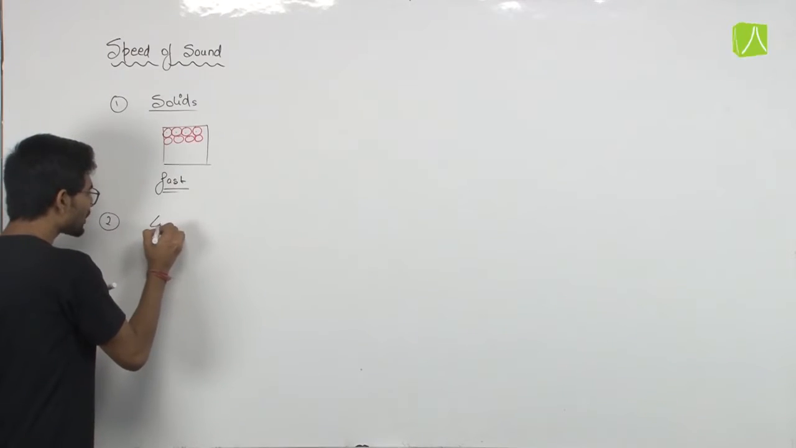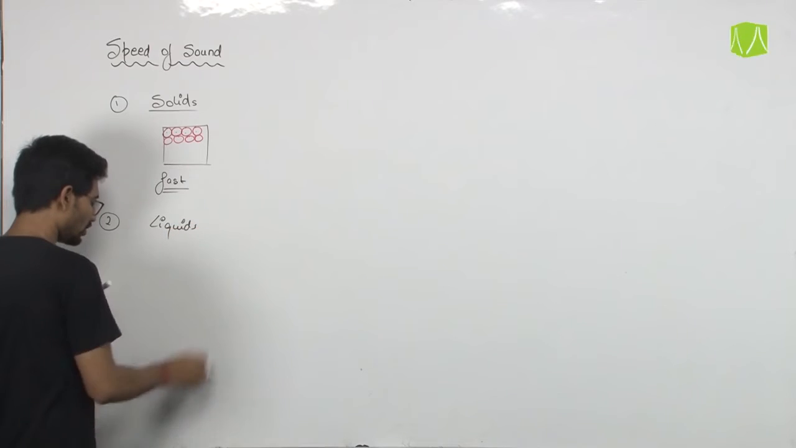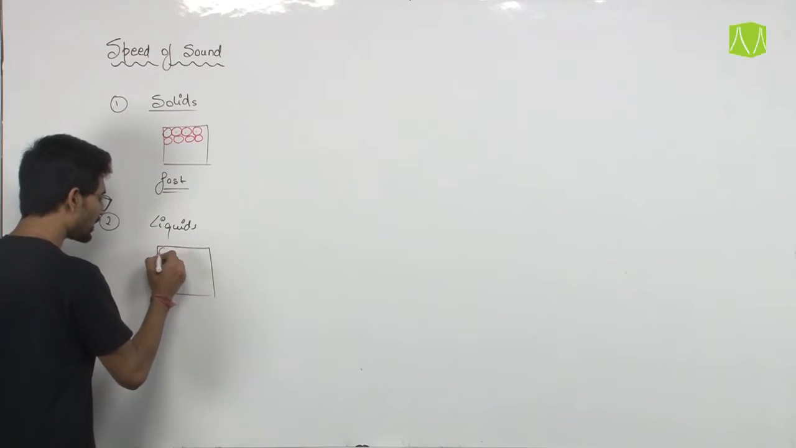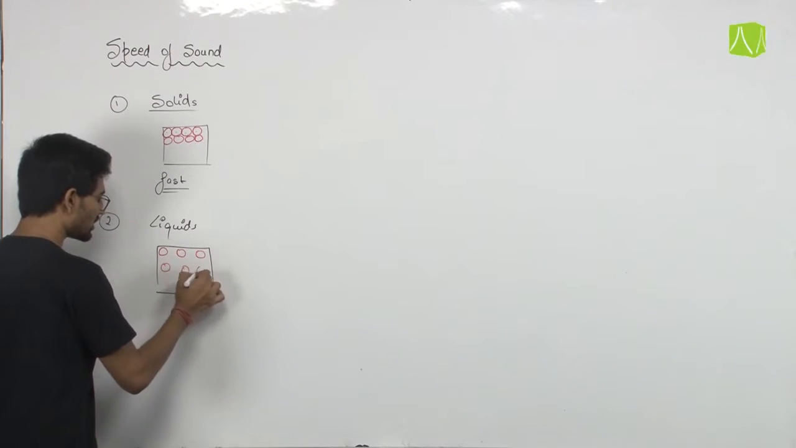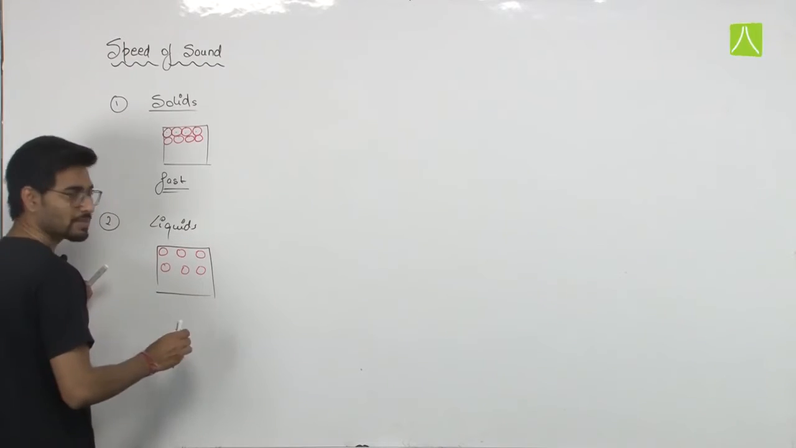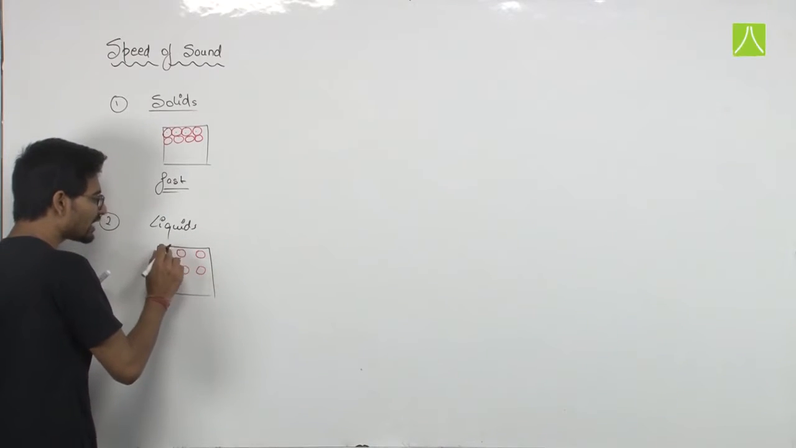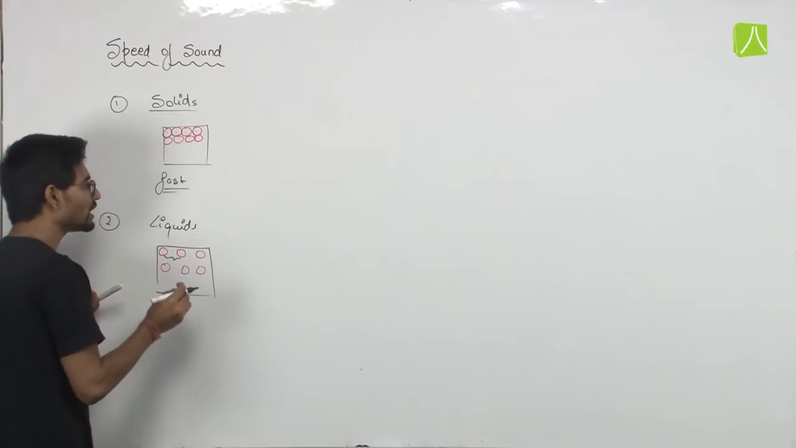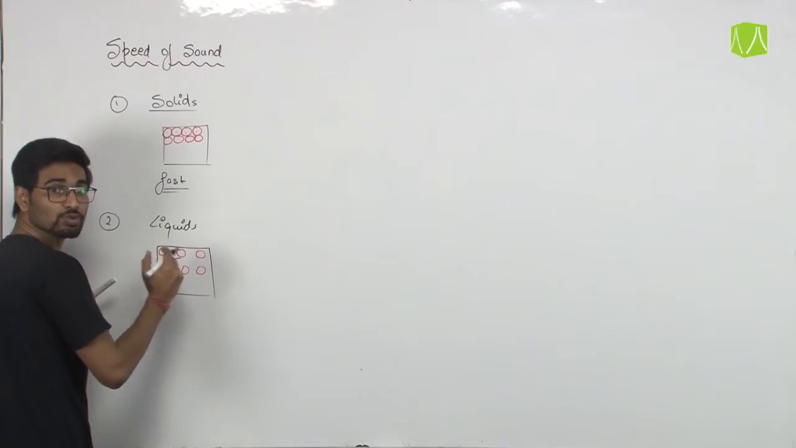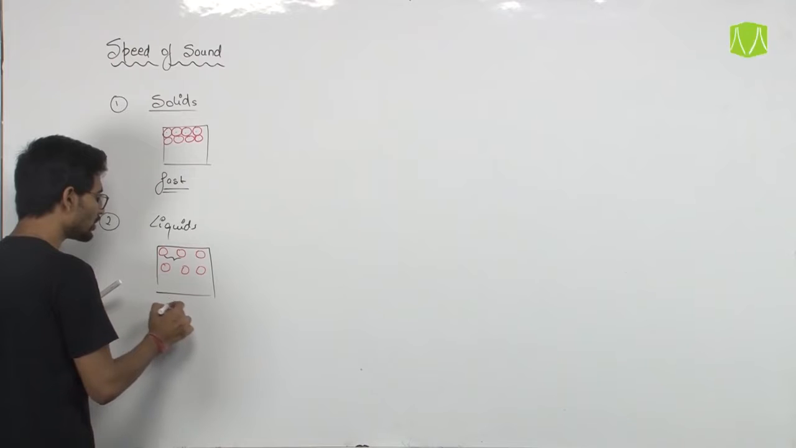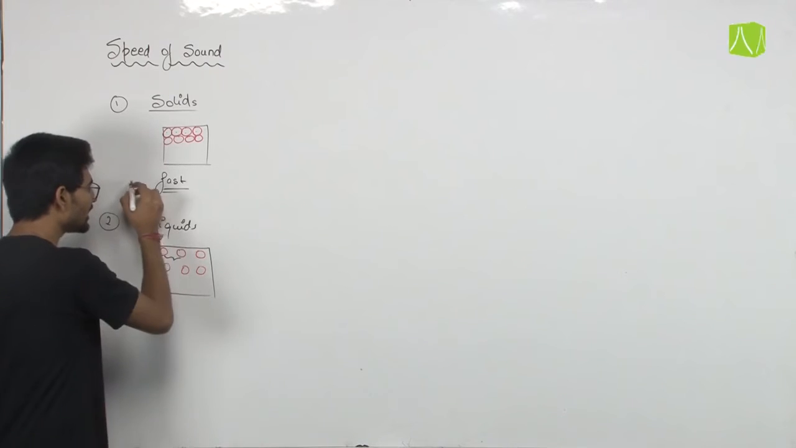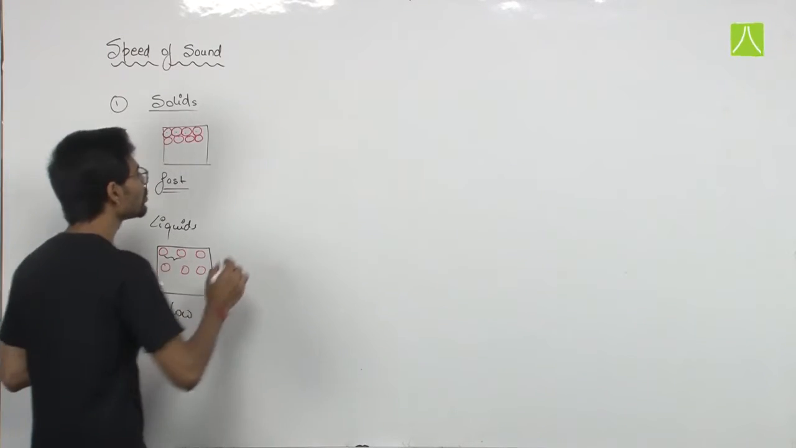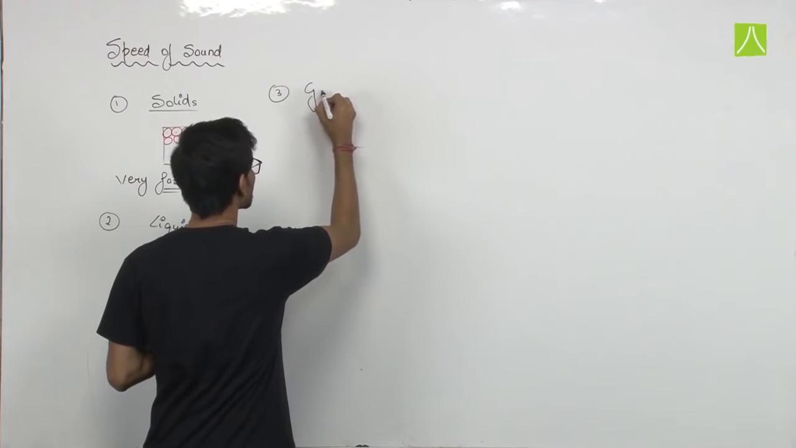But what will be the case in liquids? We know the structure of a liquid. In a liquid, the atoms and molecules are a bit far away from each other like this, isn't it? So whenever there is a disturbance, this atom will travel some distance and then transfer its energy to the neighboring atom. So there will be a time lag between the transfer of energy from one atom to another. So the speed will reduce over here. It will be a bit slow. Here it is very fast. Here it is slow.